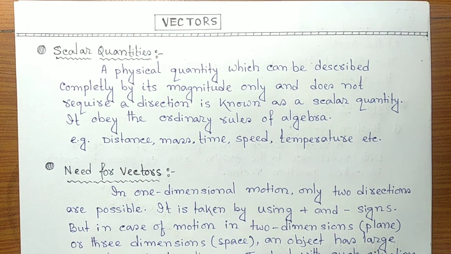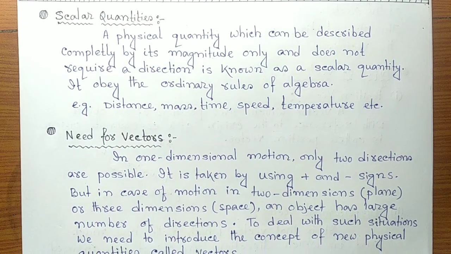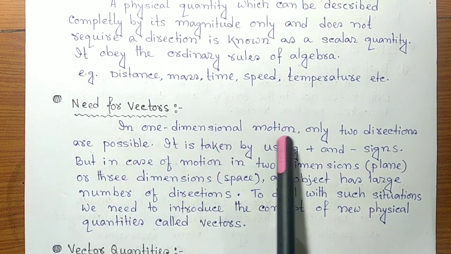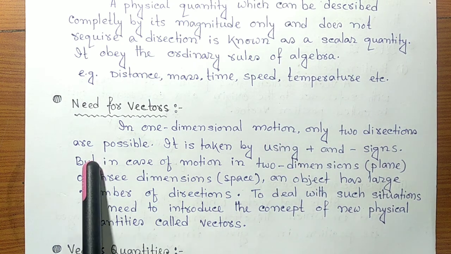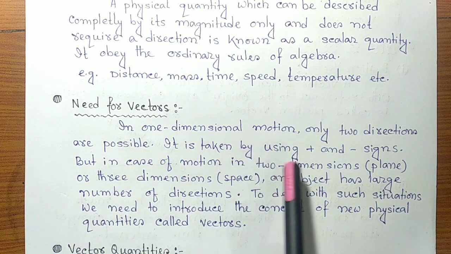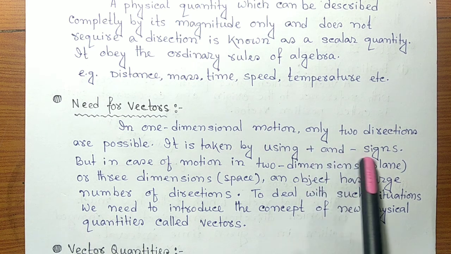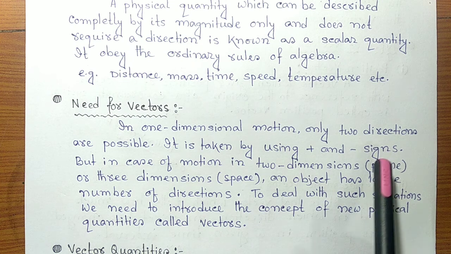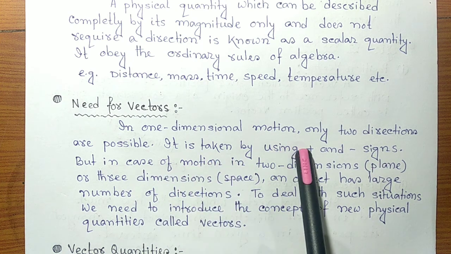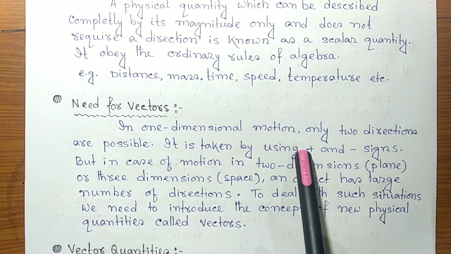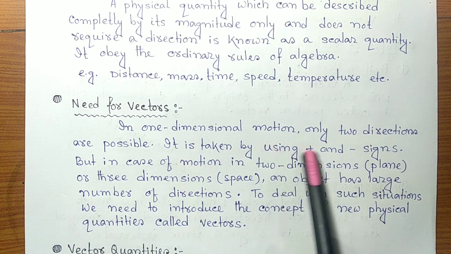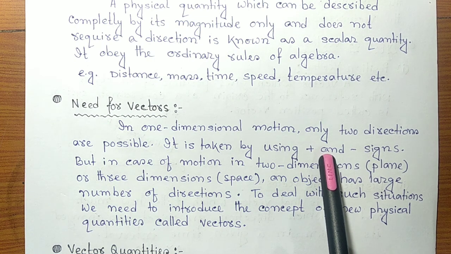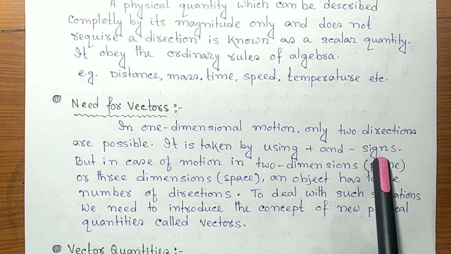Next is the need of the vector. Why do we need the vector quantity? In one-dimensional motion, only two directions are possible. It is taken by using positive and negative signs. When a body or a car is moving on the x-axis, it has two directions, one is the positive x direction or the negative x direction. So we use plus and minus signs.